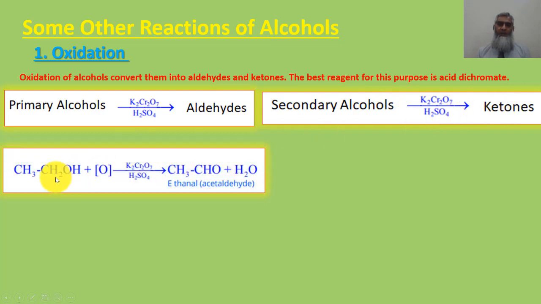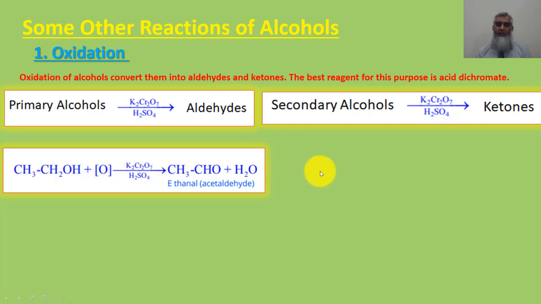This is an example of a primary alcohol, ethyl alcohol. On oxidation, it will produce an aldehyde, ethanal or acetaldehyde. 2 carbon atom alcohol is called ethanol, and 2 carbon atom aldehyde is called ethanal, commonly called acetaldehyde. Oxidizing agent will produce atomic oxygen, which will oxidize the respective alcohol.